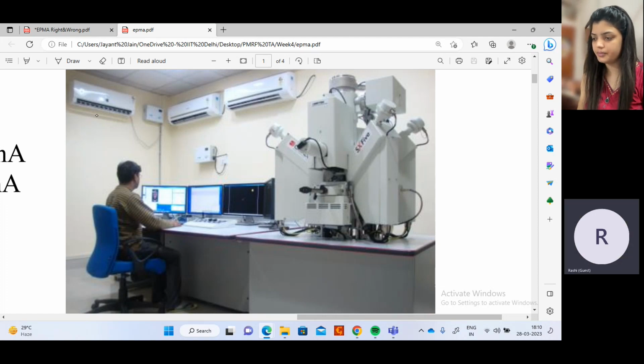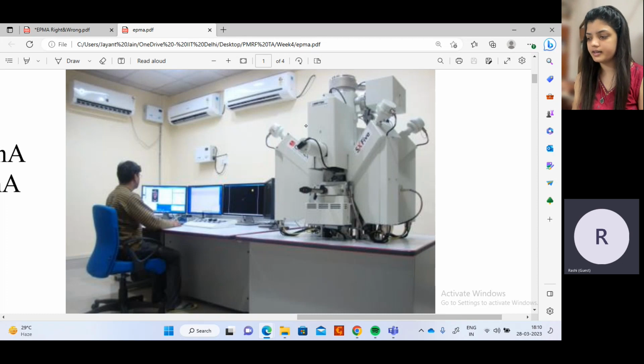The temperature in the EPMA room also should be less than 20 degrees. There will be a controller also, and the whole setup will be connected to chillers, as we have discussed. Sir has discussed in this chapter as well how the chillers are kept. We'll go into more detail in coming classes, after completing the discussion about EPMA.